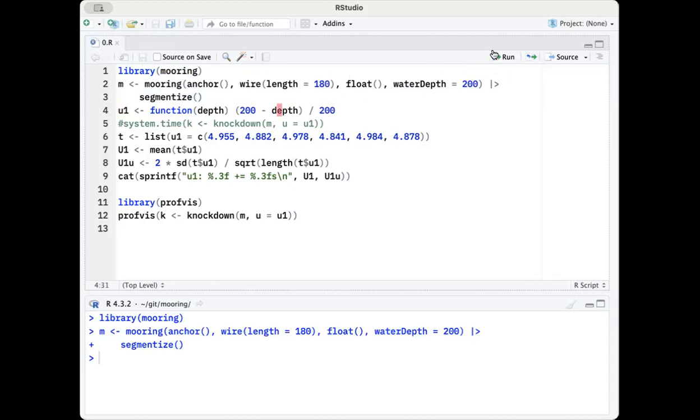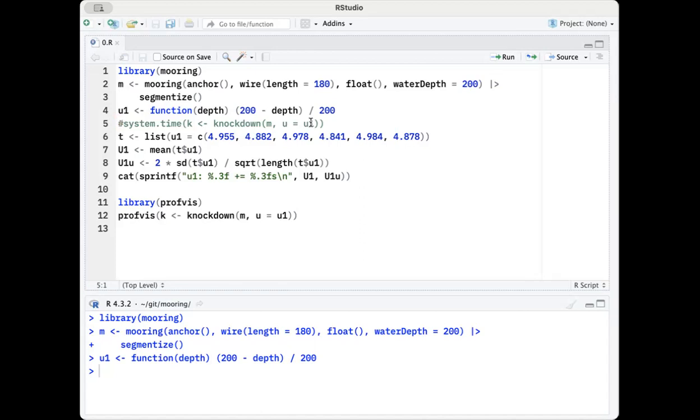And what I'm doing in this line is creating a function U1. It's a function of depth, and notice it's a water depth of 200, so 200 minus the depth. That function then varies from 1 meter a second in the horizontal at the surface, linearly down to 0 meters a second at 200 meters at the bottom of the water.